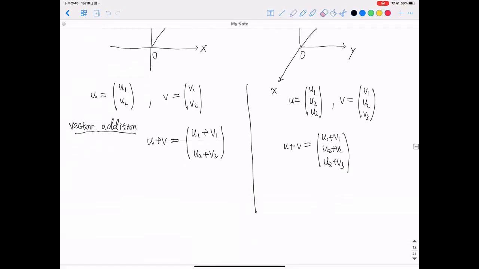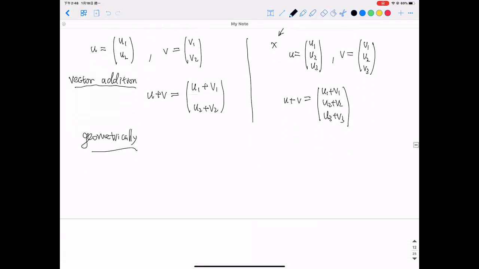Okay, and geometrically, you have 2 vectors, say U here and V there. Now, to form U plus V, you draw a parallelogram with U and V as 2 sides, like that. This is a parallelogram. And then this vector, the diagonal vector, this is U plus V. Okay. So that's one operation we do to vectors.